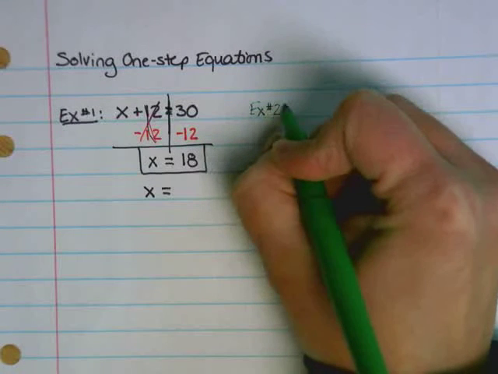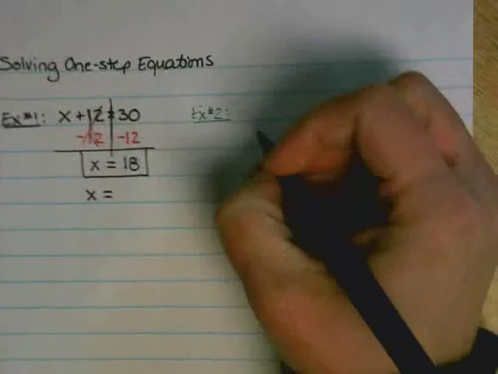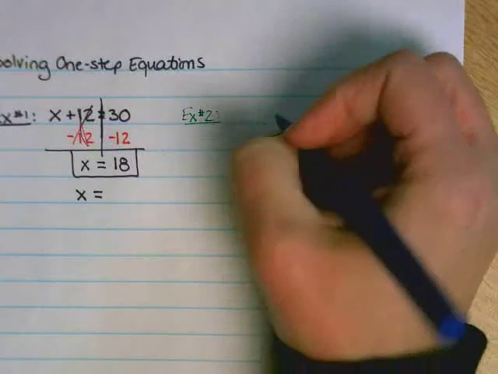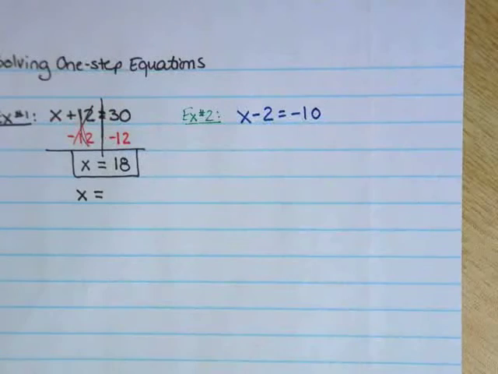My marker is not working very well here. Let's go back to a different color. All right, for example number 2, why don't we try something like this? X minus 2 equals negative 10.